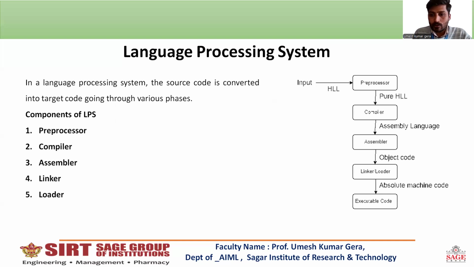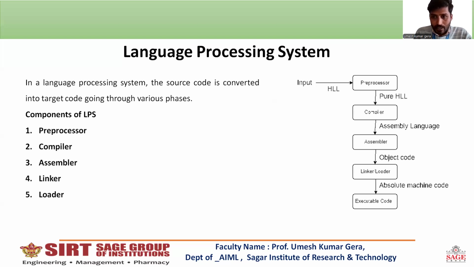And what is the loader? The main aim of the loader is that whenever you execute your program, you have to load it into the main memory. Otherwise, you cannot run your program, because the CPU directly communicates with the main memory. So the role of the loader is to load a program into the main memory. After that, your program is converted into the absolute machine code. Once it is converted into absolute machine code, it is the executable file, the exe file. So this is the overall process of converting your high level language program into the target machine code.